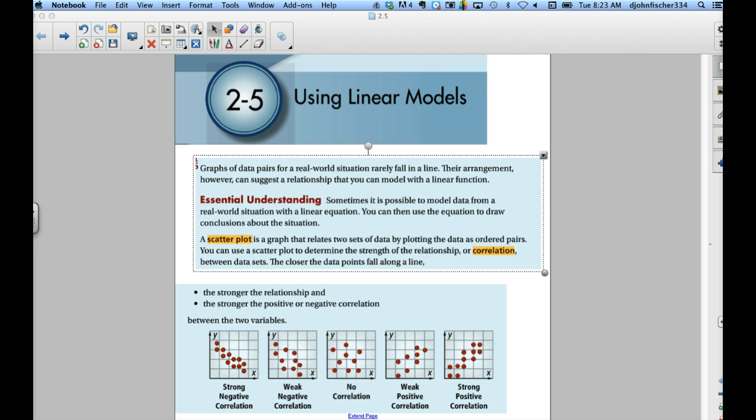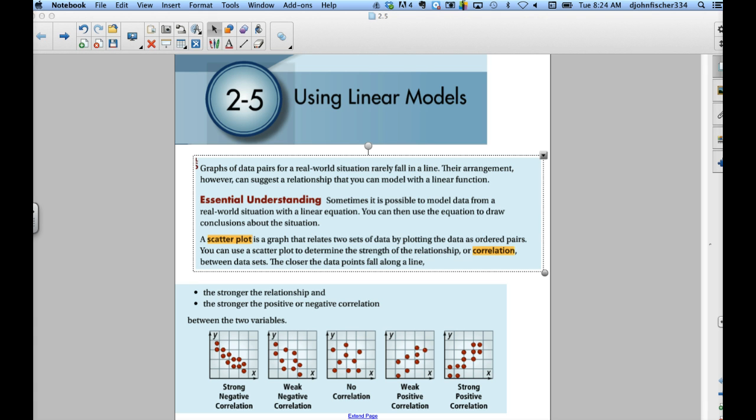Graphs of data pairs for real-world situations rarely fall in a line. If they fall in an exact line, it's very unusual. Their arrangement, however, can suggest a relationship they can model with a linear function. In other words, they look like a line, but it isn't exact. Essential understanding: sometimes it is possible to model data from a real-world situation with a linear equation. You can then use that equation to draw conclusions about the situation.